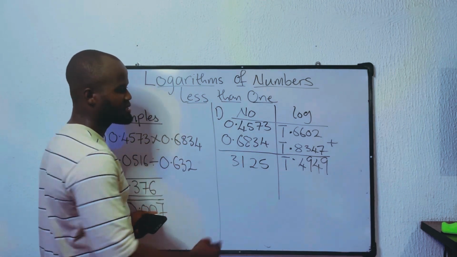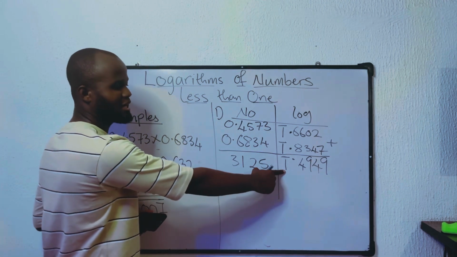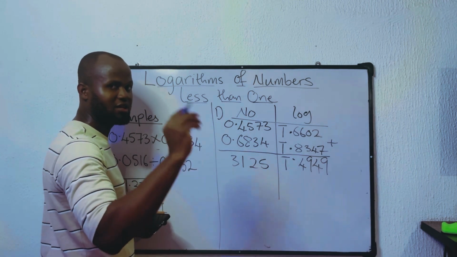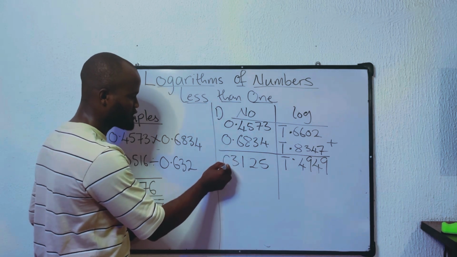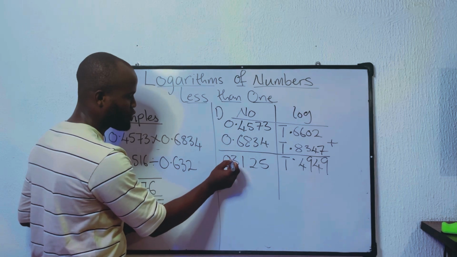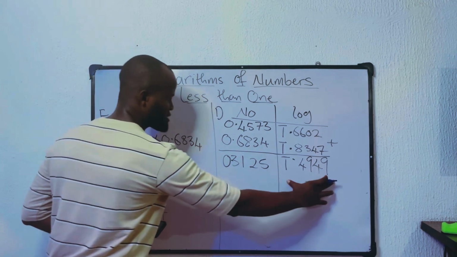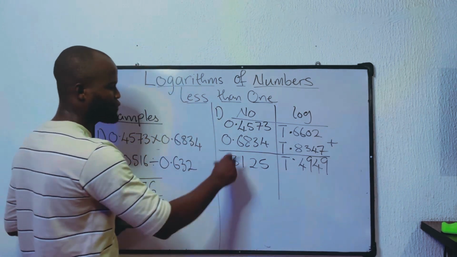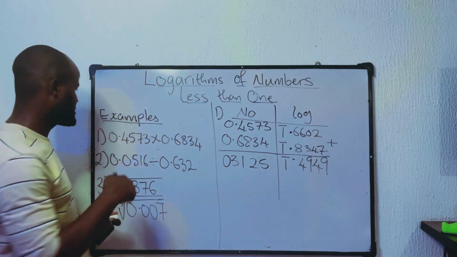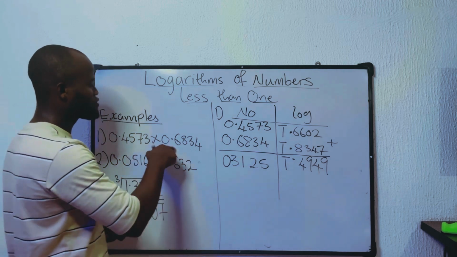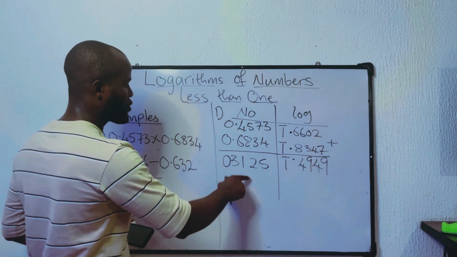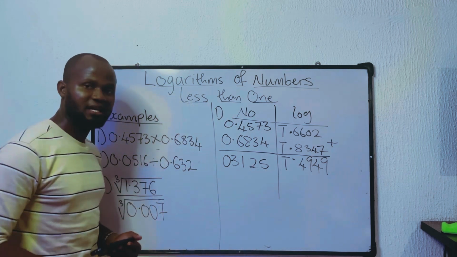So the next thing is, I'm going to ask myself, what's in the characteristic? That's bar 1. This indicates just one zero. So I'm going to put a 0 here, just one zero. And right after that 0, I'll put my point. So the answer to this is 0.3125. So if you took your calculator and you punched in 0.4573 times 0.6834, you're going to get 0.3125.